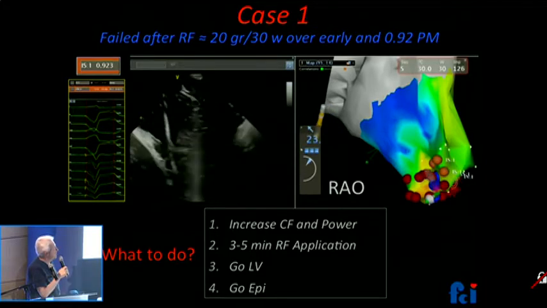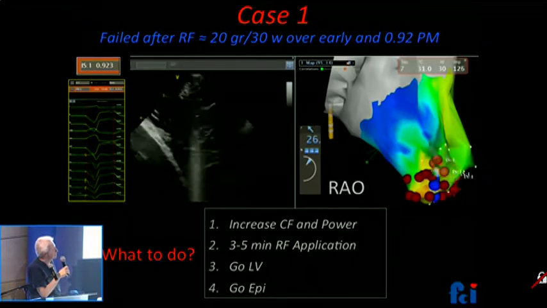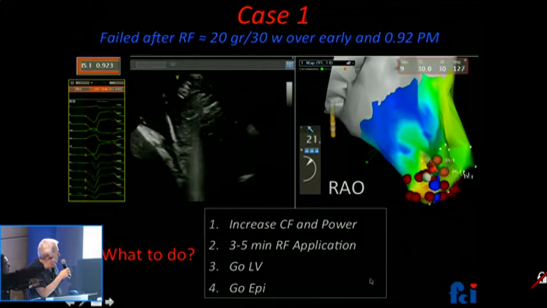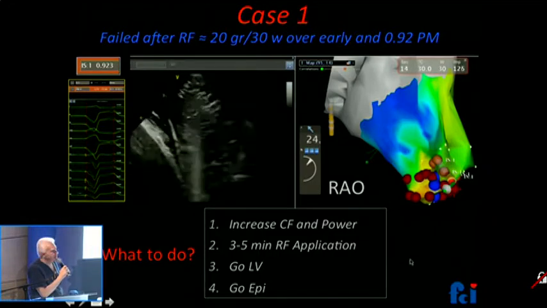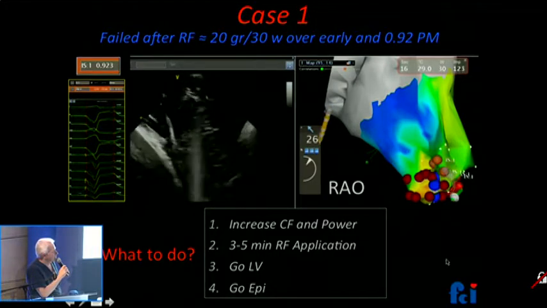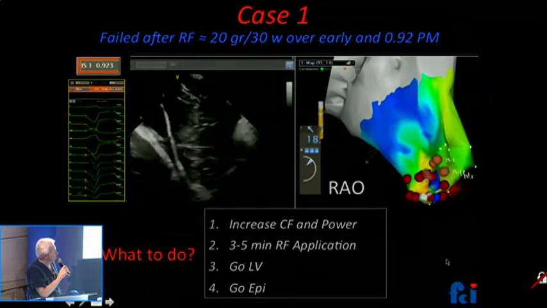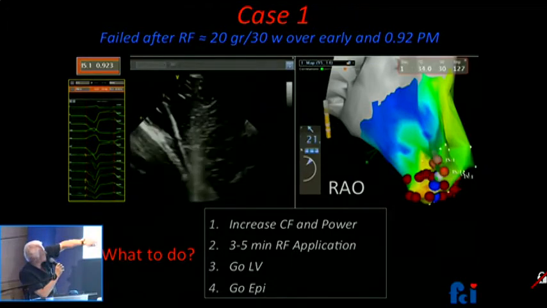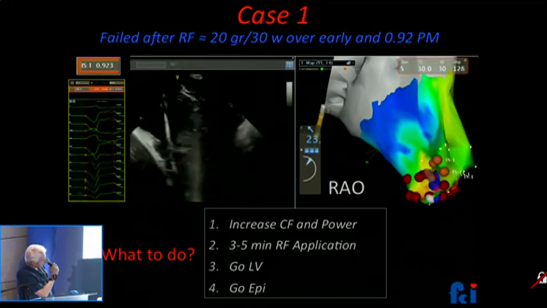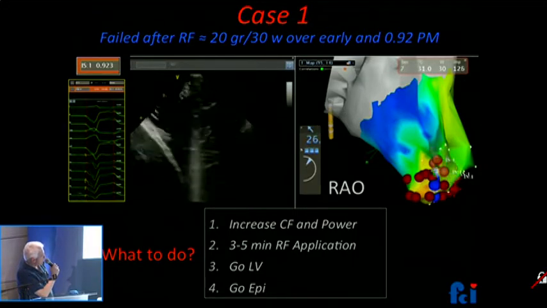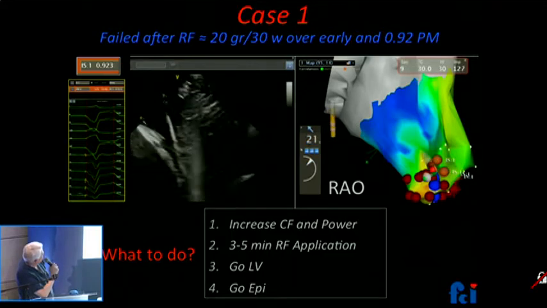¿Me oyen allá? La mayoría de la gente acá. Why don't you answer? Go and answer. Oh, well. I don't understand. So, respuesta AP. The majority say go epi, I think. Go epi, right.